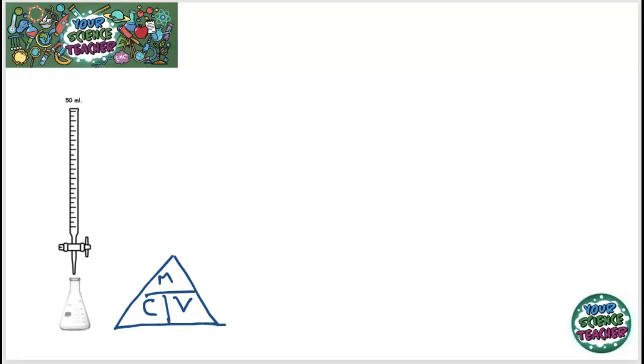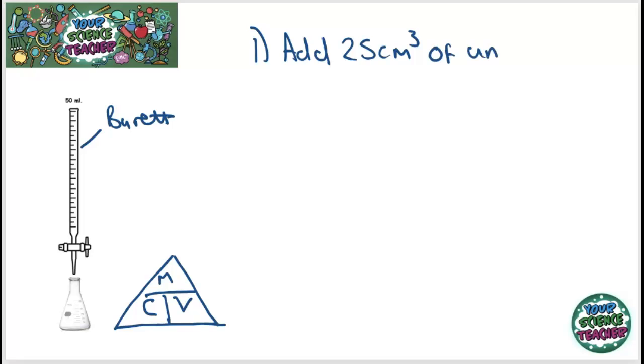So how do I do a titration, and what should I see? Well, there's a few pieces of equipment we need to know first, which is a burette. We have our conical flask down here, and what you have in your conical flask is an unknown concentration of either acid or base. So the first thing you need to do in your titration is add 25 centimeters cubed, or it could be 50 centimeters cubed of unknown concentration.